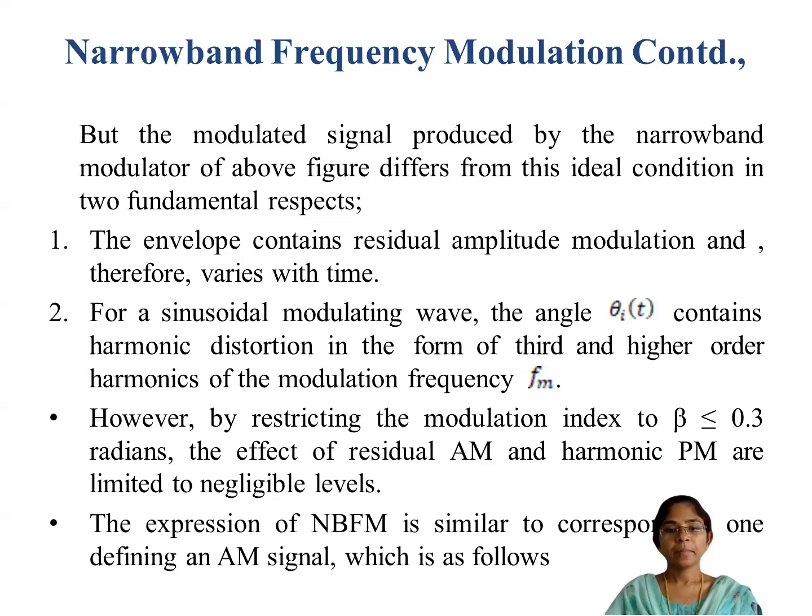By seeing the time domain representation of narrowband frequency modulation, we need to conclude some points. This narrowband FM signal is similar to AM signal, so the envelope contains residual components of amplitude modulation. And next, coming to another conclusion: by restricting the modulation index to less than 0.3 radians, the effects of residual AM and harmonic PM are limited to negligible levels.